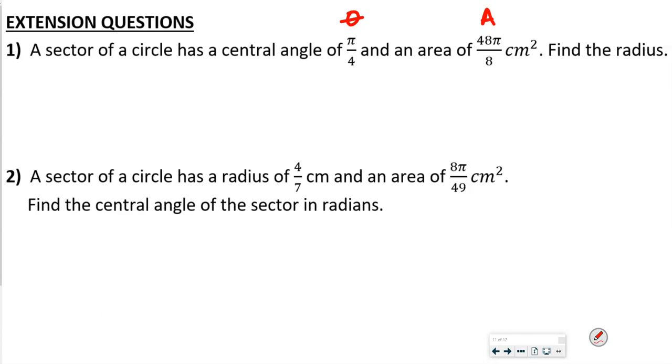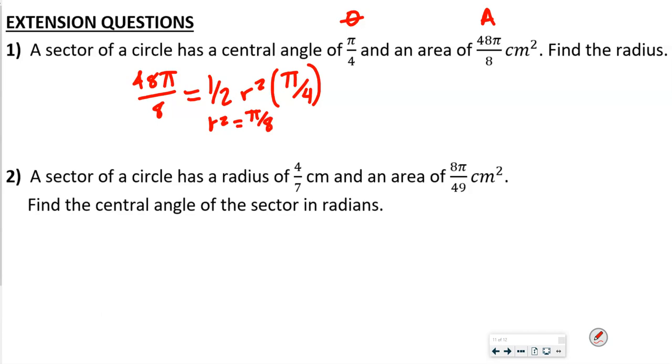So that means we're going to do 48 pi over 8 is equal to 1/2 r squared times pi over 4. That's our formula, right? So let's see, what do we get here? So if we just multiply across here, we're going to get r squared times pi over 8, and that's going to be equal to 48 pi over 8.